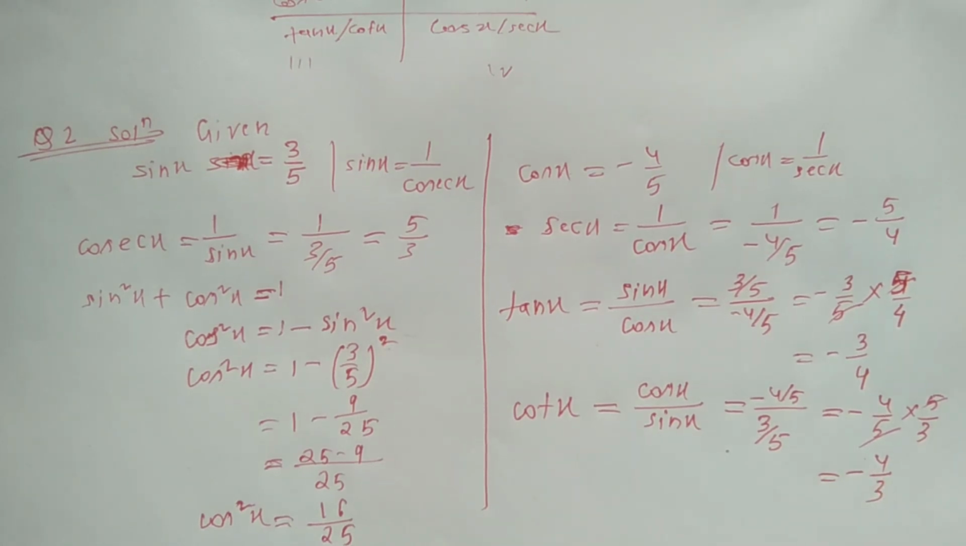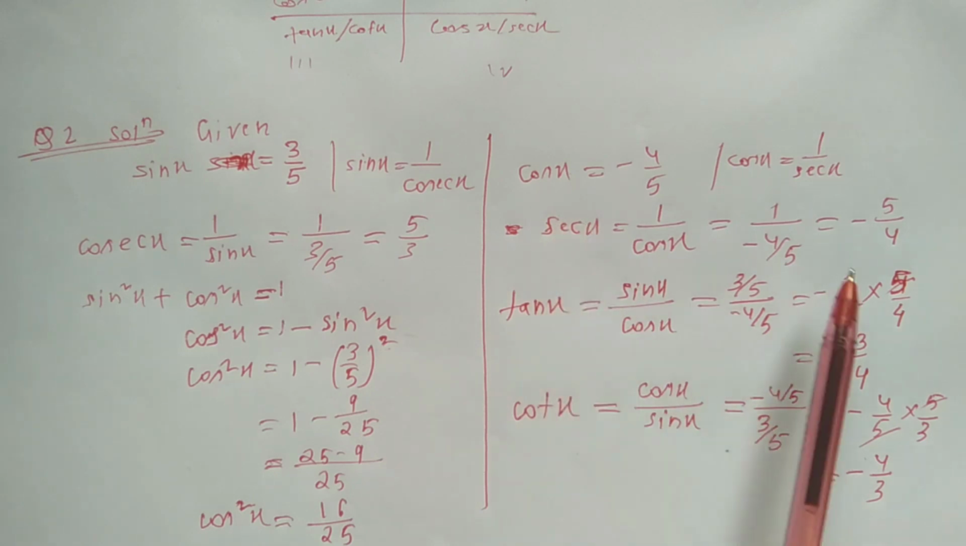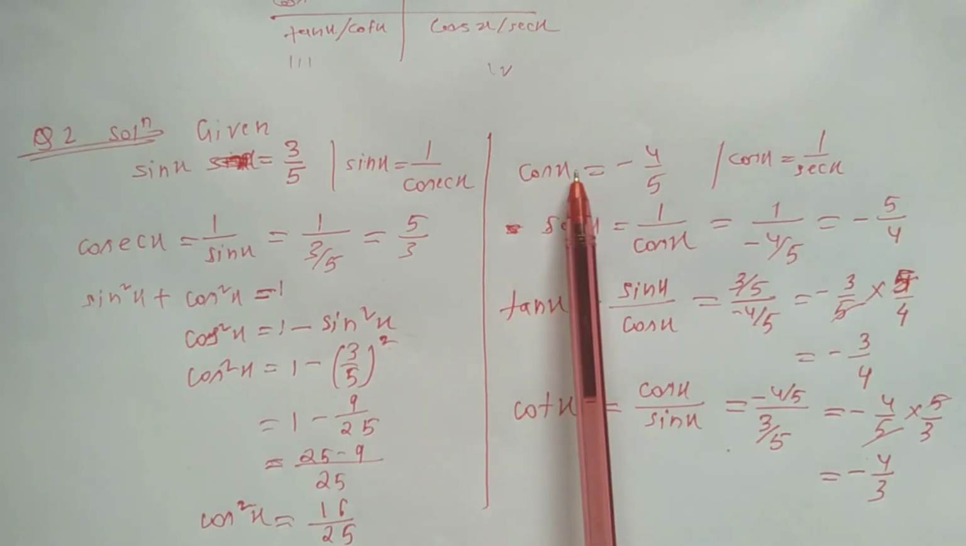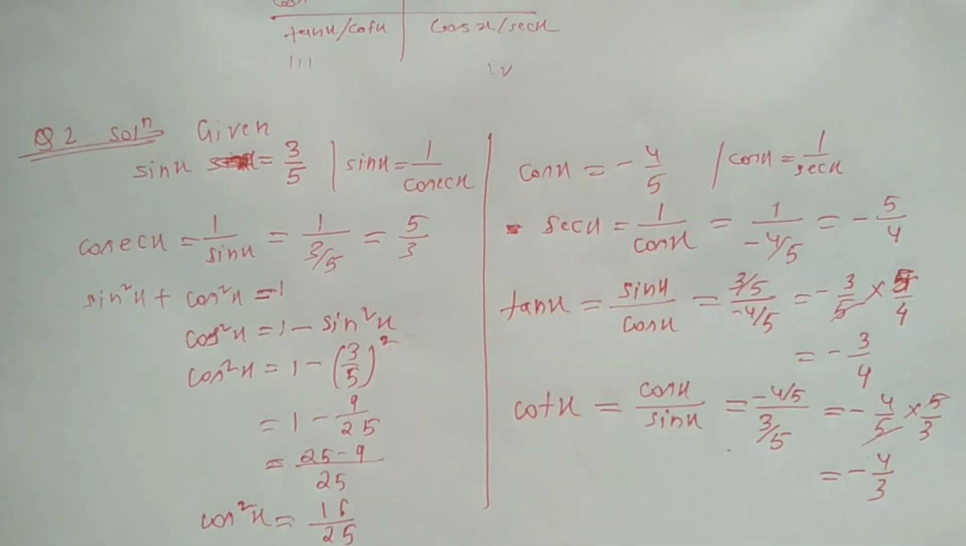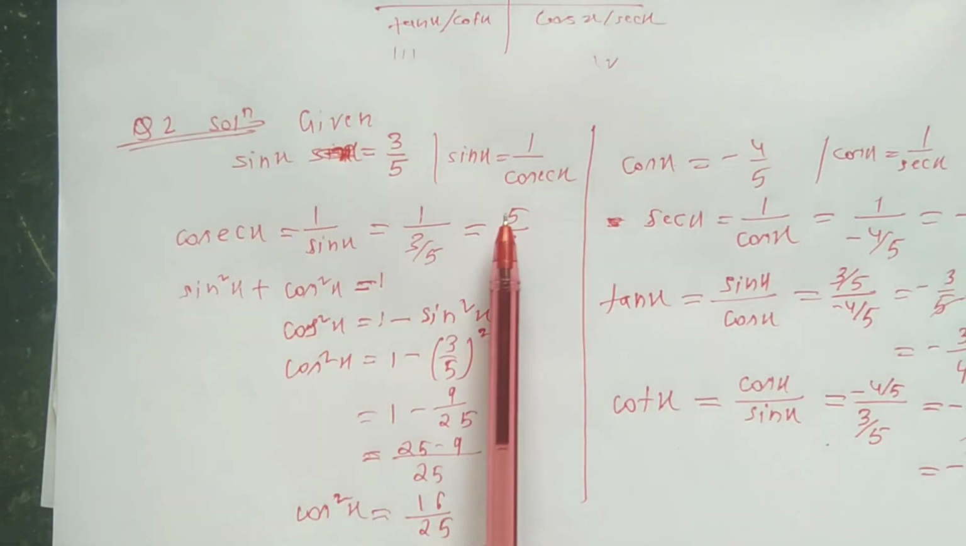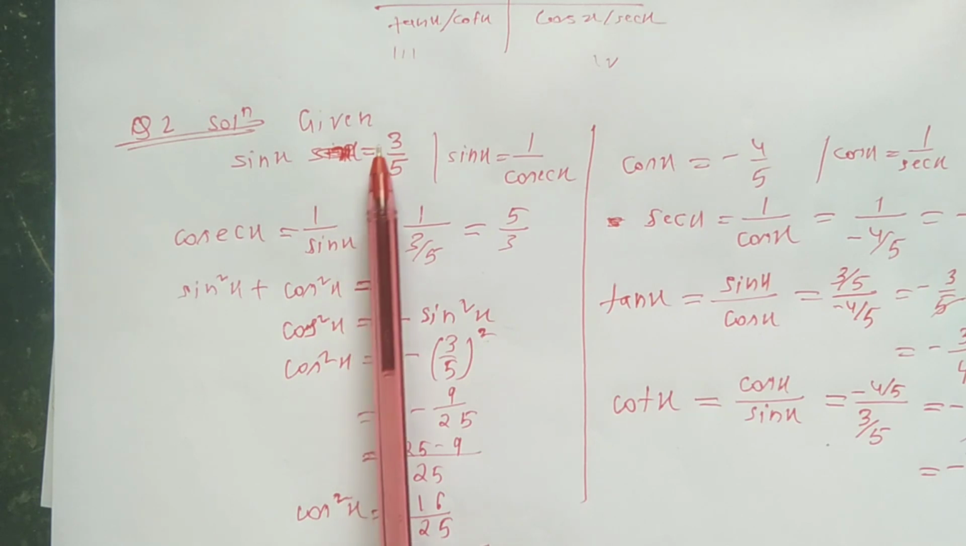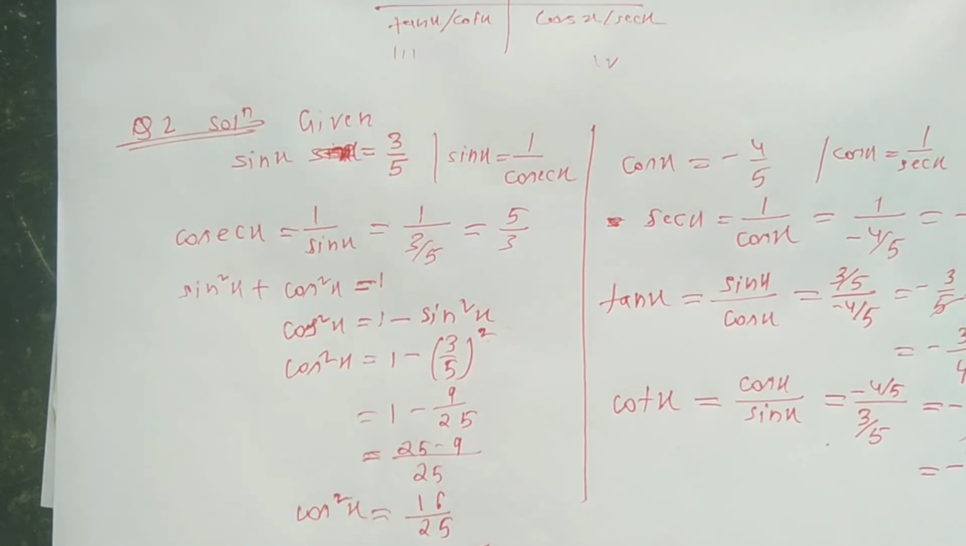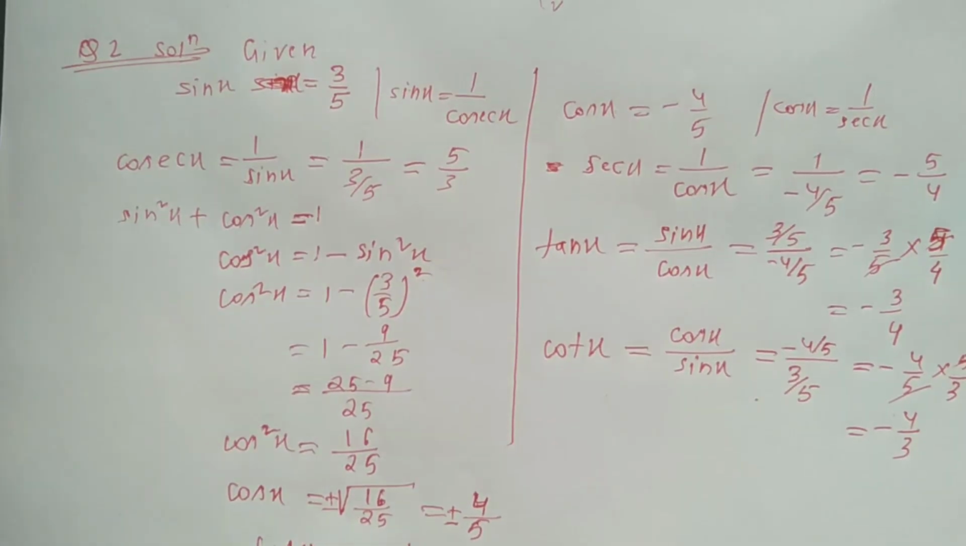Now we got all the values of trigonometric functions. Cot x is this one, minus 4 by 3. Tan x equal to minus 3 by 4. Sec x equal to minus 5 by 4. Cos x equal to minus 4 by 5. Cosec x equal to 5 by 3. Again sin x equal to 3 by 5. So this is the final solution.